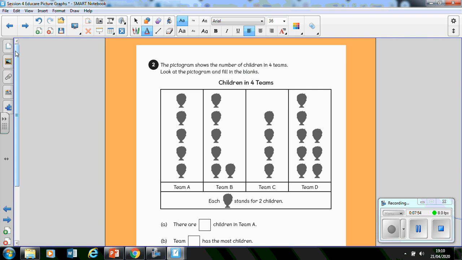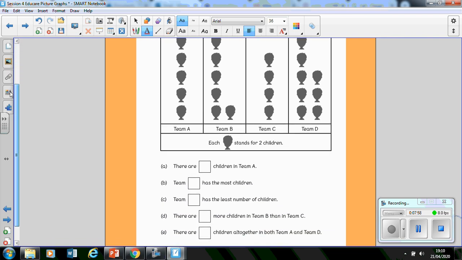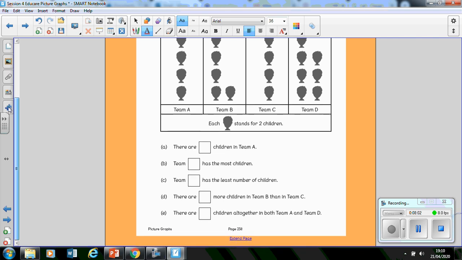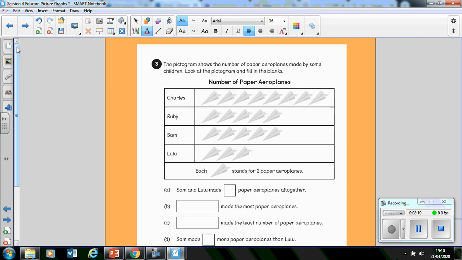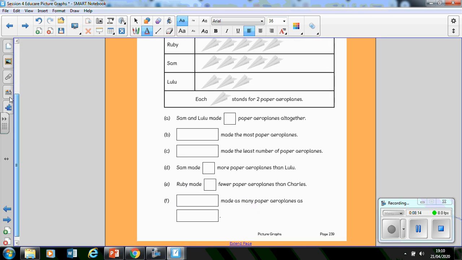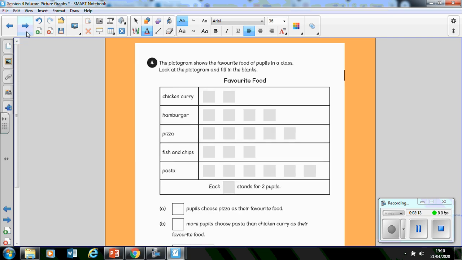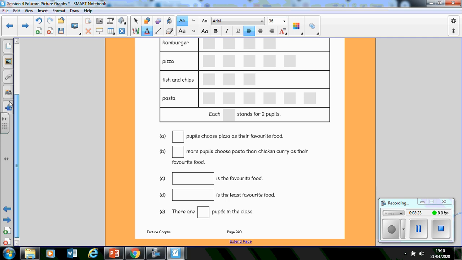This is number 2. Again, you will notice that each symbol represents 2 this time. So you're looking at the 2 times table, you're counting up in twos. This is pictogram 3. And finally, this is pictogram number 4.